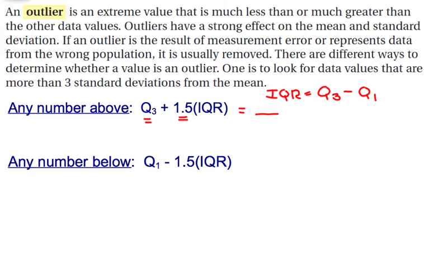The other equation is taking quartile 1 minus 1.5 times the IQR. Any number that falls below that would be an outlier. So let's go ahead and do an example.